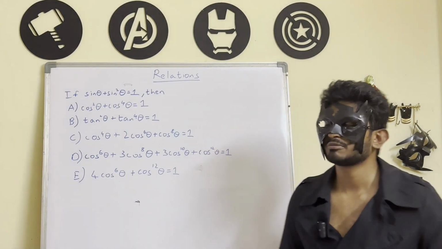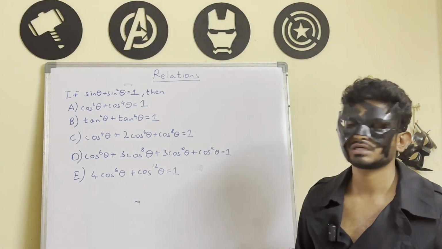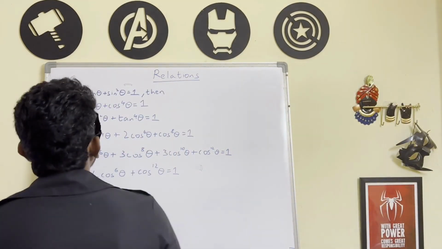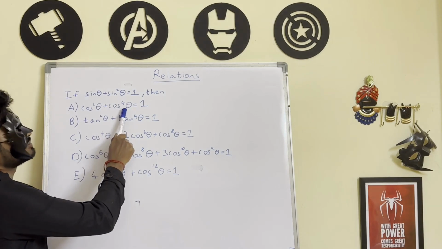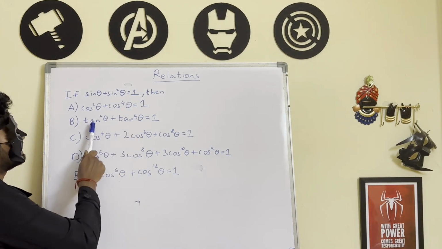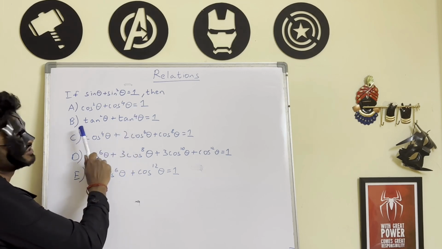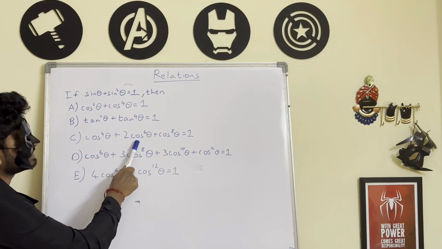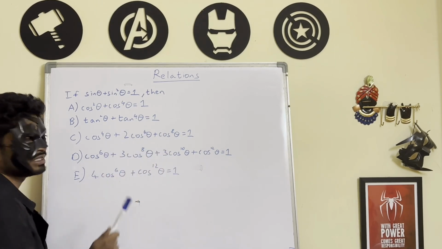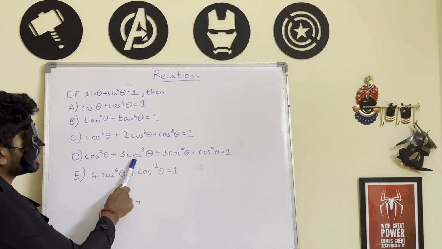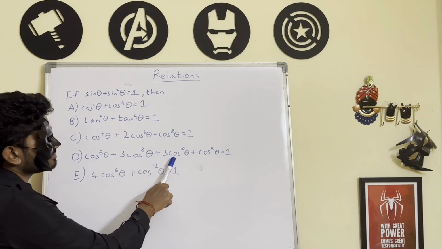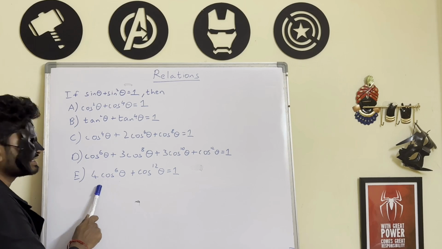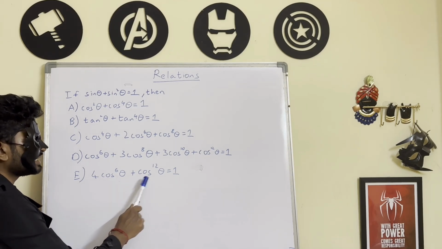So superhumans, some important relations which I recommend you to learn: if sin theta plus sin square theta is equal to 1, then cos square theta plus cos power 4 theta is equal to 1, tan square theta plus tan power 4 theta is equal to 1, cos power 4 theta plus 2 cos power 6 theta plus cos power 8 theta is equal to 1, cos power 6 theta plus 3 cos power 8 theta plus 3 cos power 10 theta plus cos power 12 theta is equal to 1, 4 cos power 6 theta plus cos power 12 theta is equal to 1.